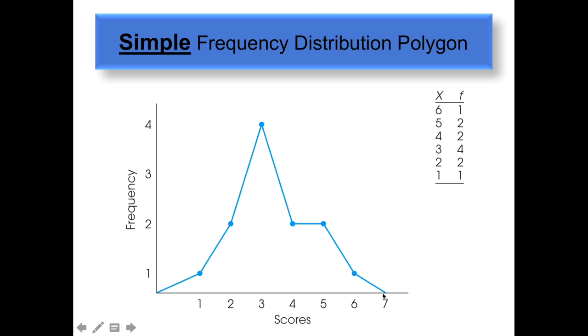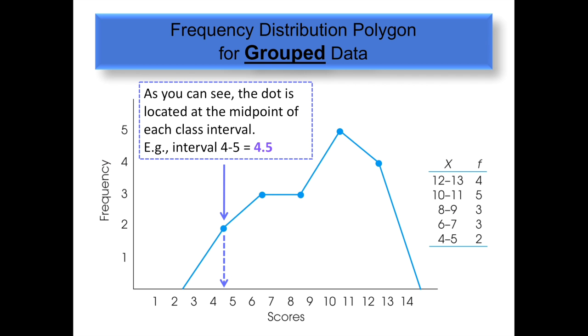Now take a look at the next slide. Watch what happens to the dots and their placement over the numbers. See how they're in between now? When a dot is placed in between the scores or the x-axis numbers, that implies a grouped frequency distribution polygon.